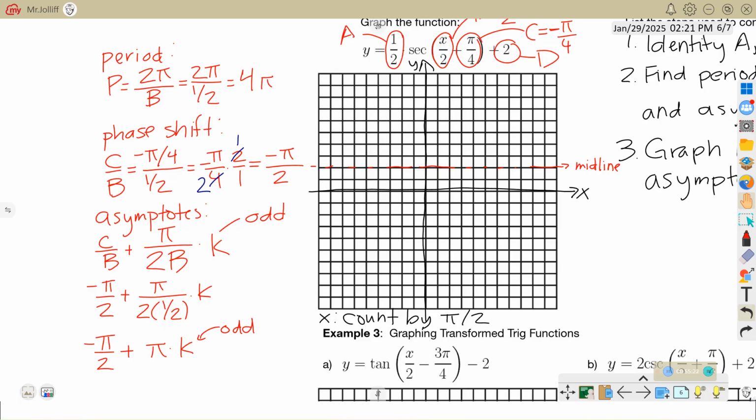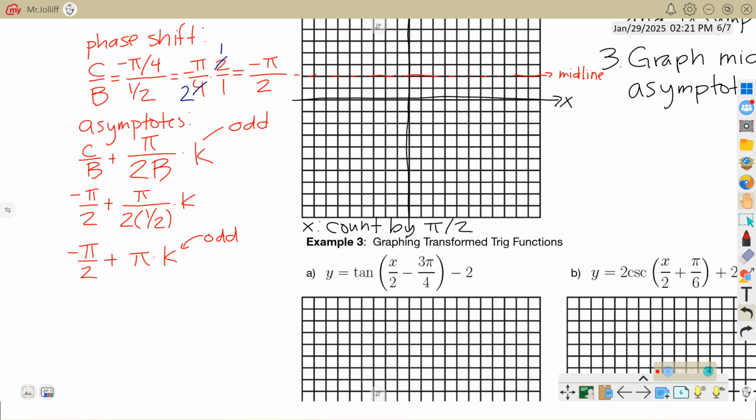Yuck. So let's do the first two calculations, and then we can figure out where the rest are. So I need odd numbers of k. K could be 1. What else could k be? 3. Could be 5. Could be 7. But let's do 1 and 3. So if k is 1, I have an asymptote at minus pi over 2 plus pi times 1 is pi. What is minus pi over 2 plus pi? Positive pi over 2, yeah. So my first asymptote should be at pi over 2.